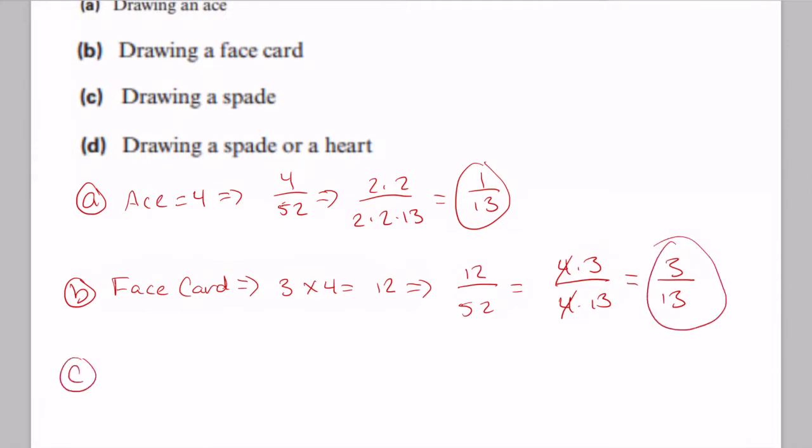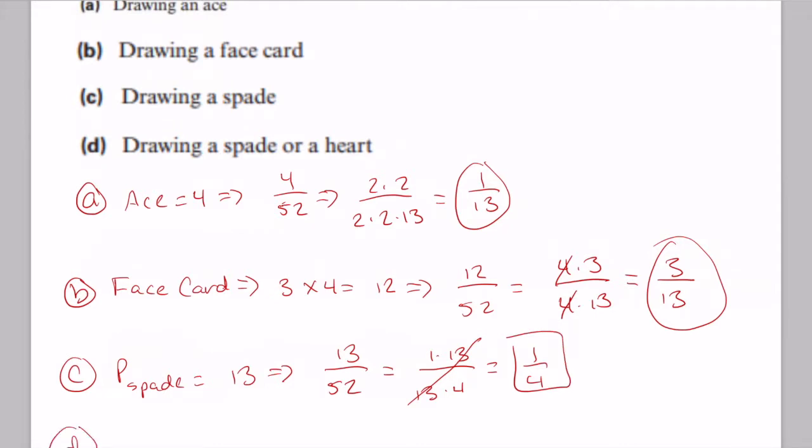C, drawing a spade. Well, we have 13 spades. Therefore, our probability is 13 out of 52, which simplified will be 1 times 13 over 13 times 4, which equals 1/4.